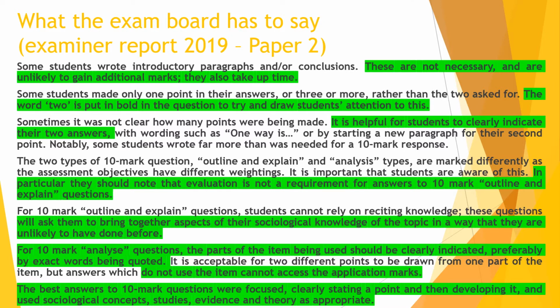So we're going to talk about how they're marked in a minute. So with the outline and explain, we want to bring 2 bits of the topic together. For the analysis questions, you're being asked to clearly outline what is being used from the item. So do try and make sure you get that clear item indication there. And the best 10 markers at the very bottom were focused, they had a clear start point, they developed it, and they used concept studies and evidence to support their point.